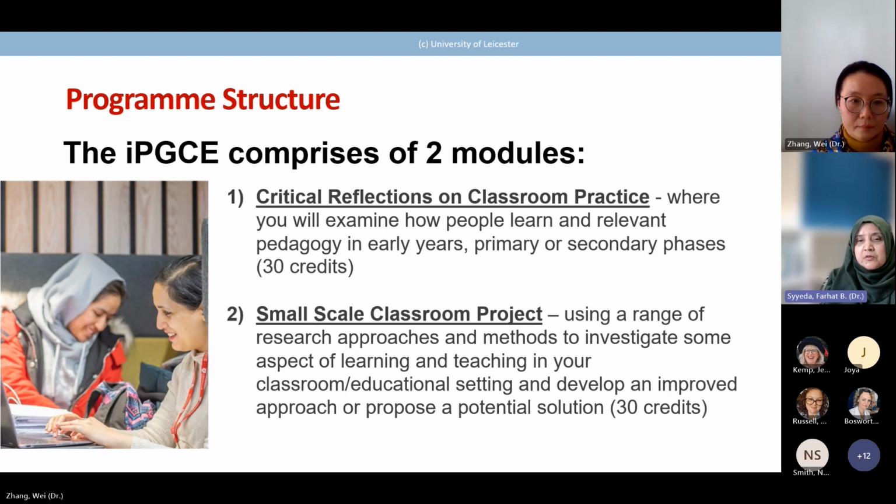And the second module is basically a small-scale classroom project where the students use a range of research approaches and methods to investigate any aspect of learning or teaching in their own classroom setting, or in their own context, anything which they are interested in, with an aim to improve an approach or propose a potential solution. Each module is 30 credits.